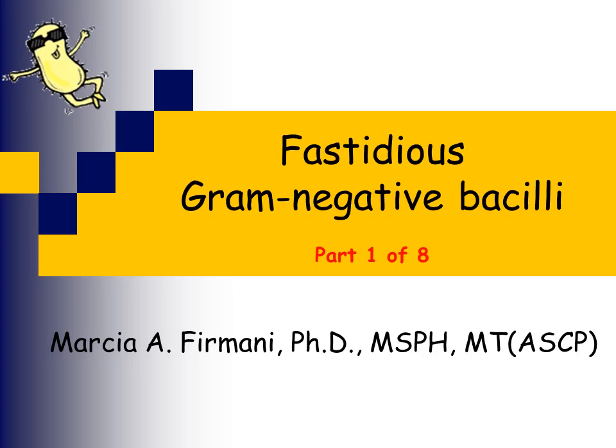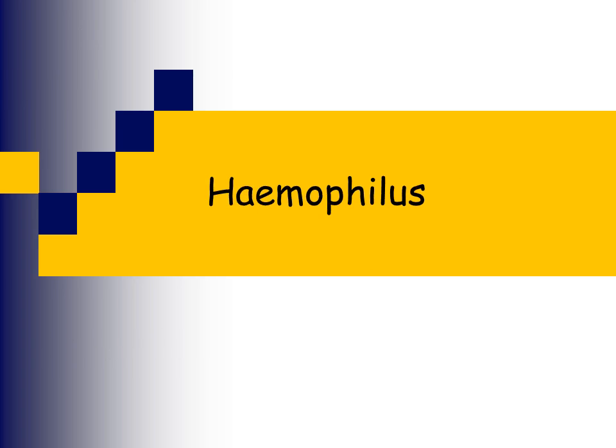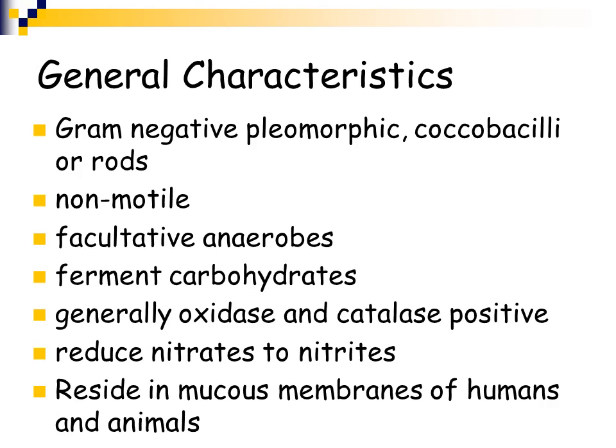So we're on to another group of organisms, and these are the fastidious or fussy gram-negative bacilli, or the gram-negative rods. We're going to start out by talking about the genus Haemophilus. In general, the Haemophilus are pleomorphic, so they vary in their shape and size. They are coccobacilli, or teeny tiny rods.